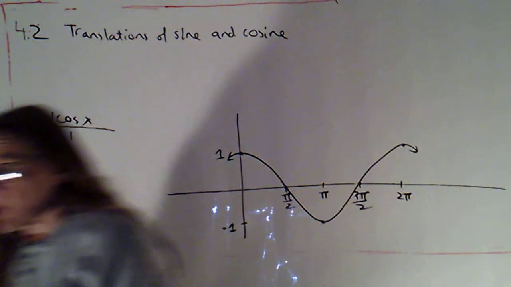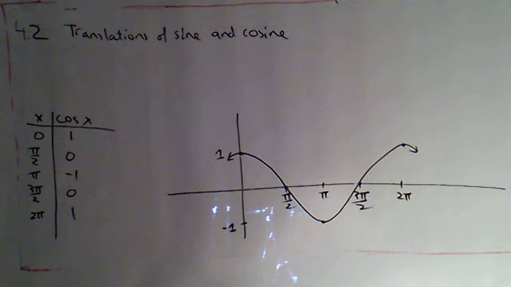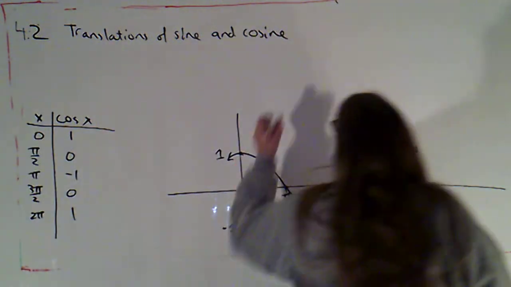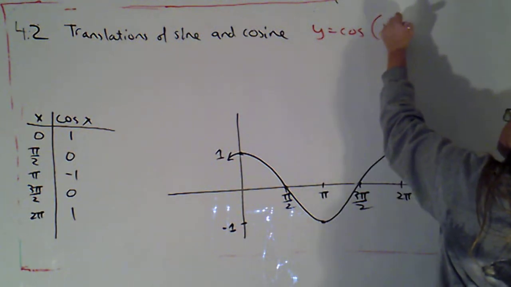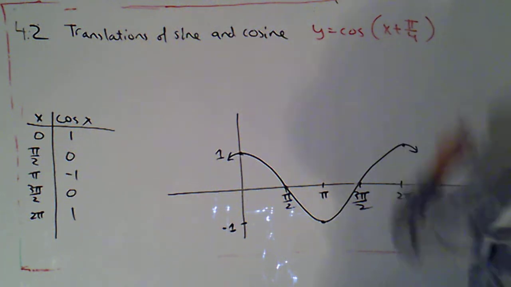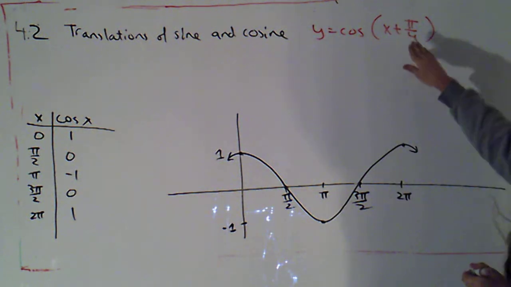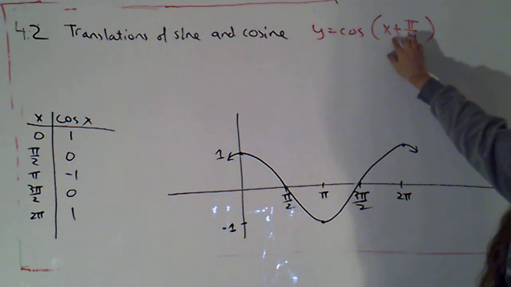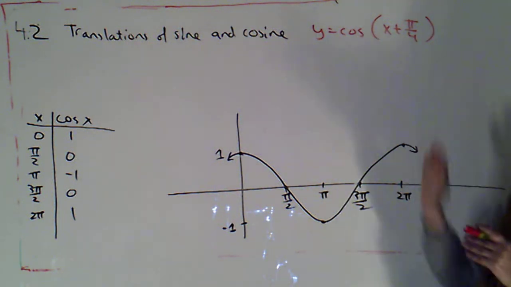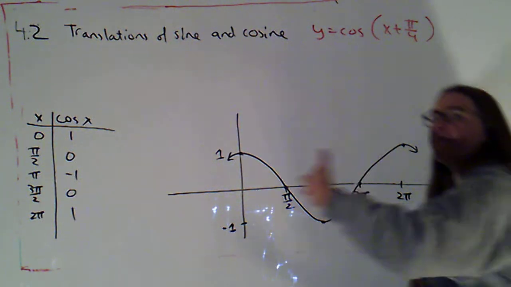Okay, so what I want to do now is graph a related function, but it's going to be y equals cosine of x plus pi over 4. So similar to our last example, I'm changing things by adding a number. But this time I'm adding it to x before I plug into cosine. Last time I plugged into sine and then I added.